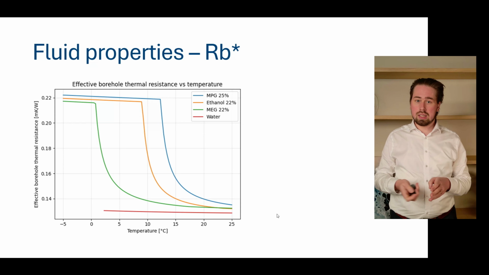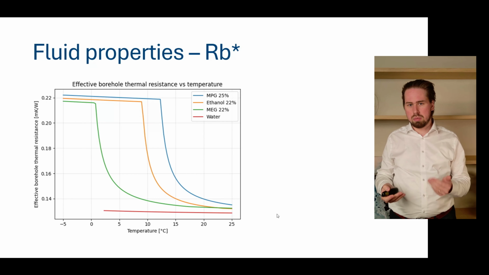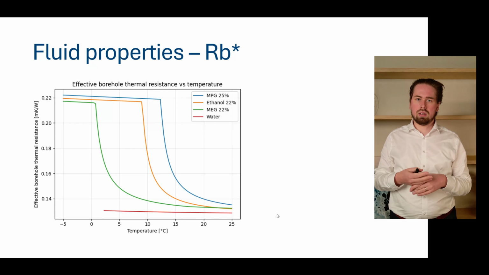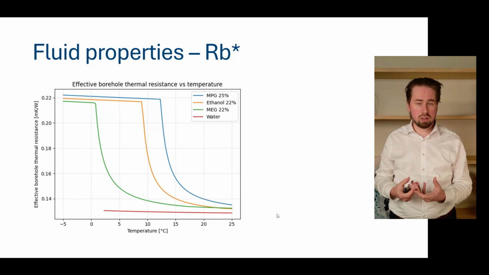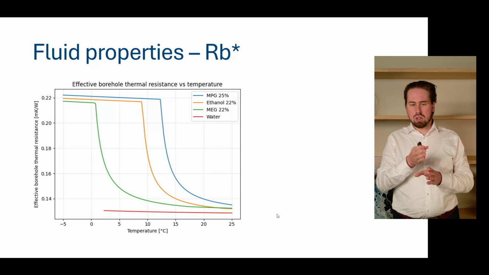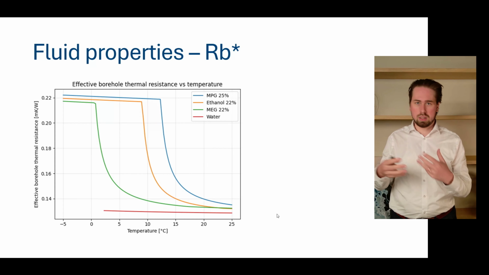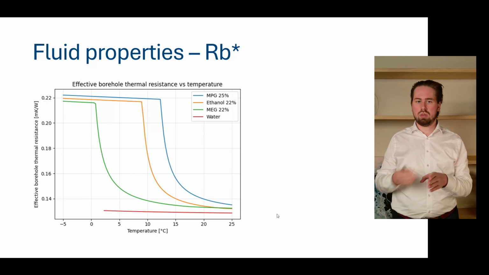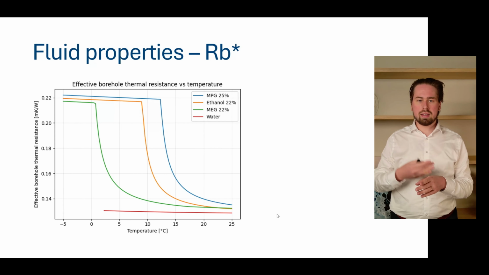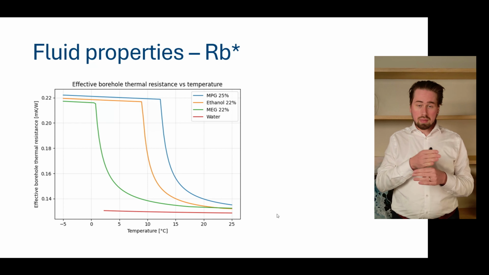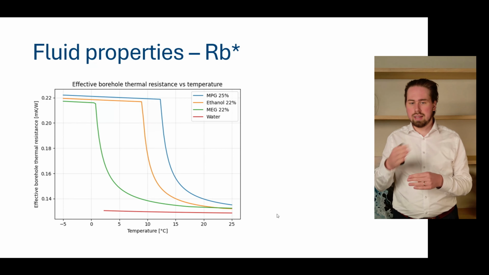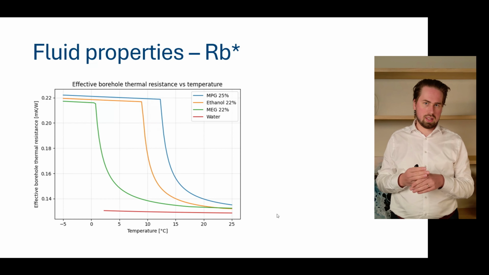And what you can see is for water it is always turbulent, but for monoethylene glycol, which has the lowest viscosity, you will see that already at, let's say, 1 degree in this particular flow rate, this particular probe, you will transition to a turbulent flow. But for ethanol and monopropylene glycol, this transition will occur at 10 or at 15 degrees.